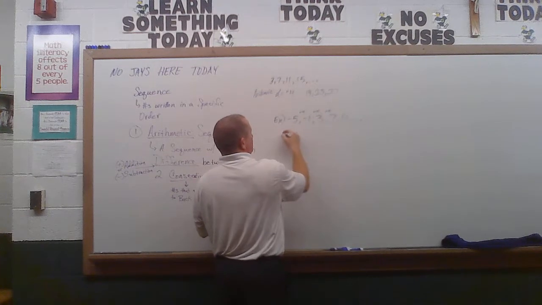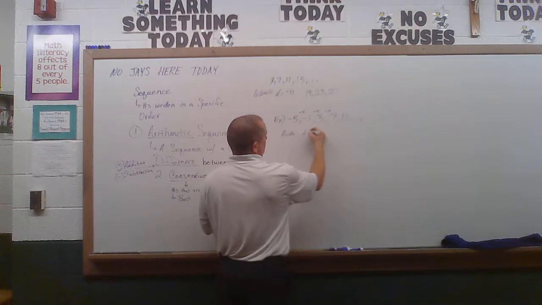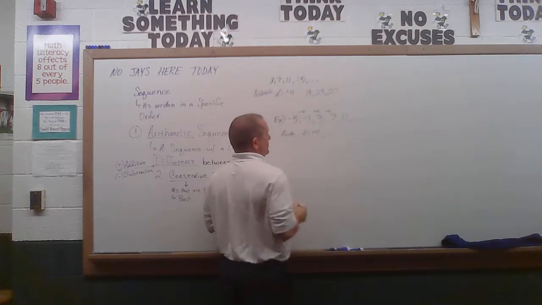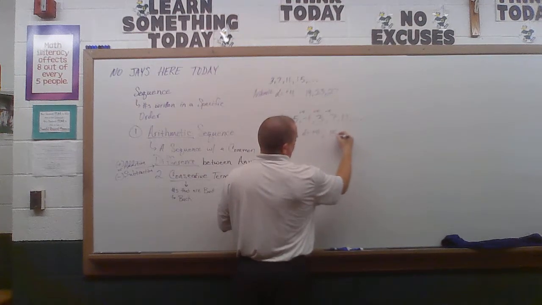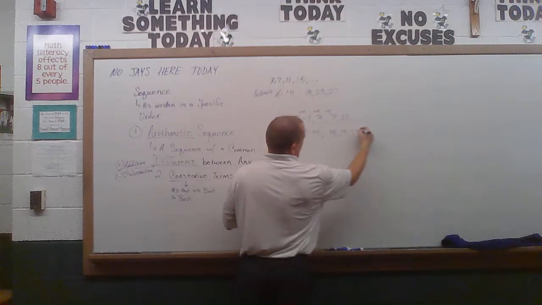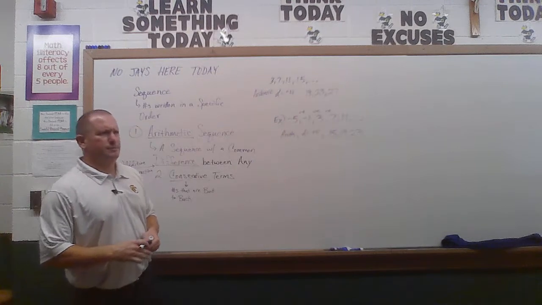So again, I have arithmetic. My common difference was what? A positive 4. And then what are my next 3 values? 15, 19, 23. Then we just did that one? Yeah. That was dumb.